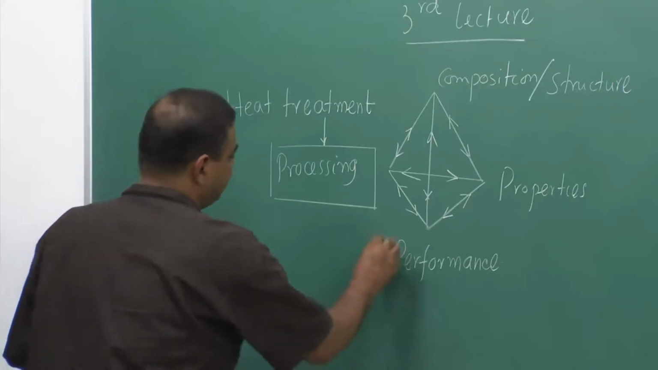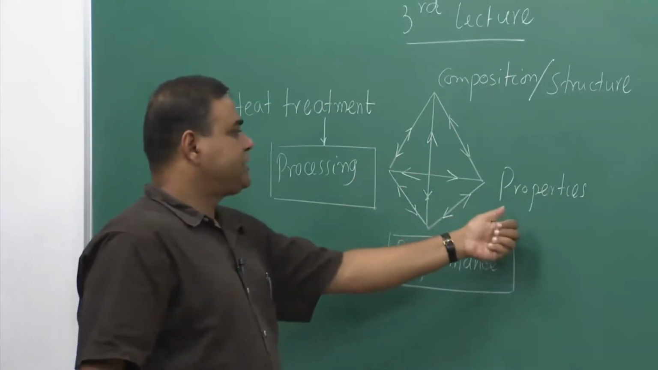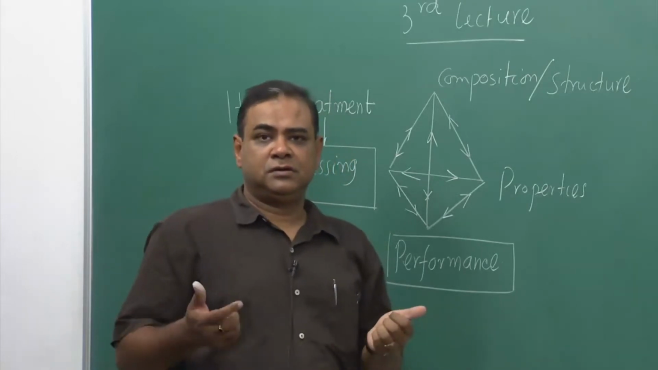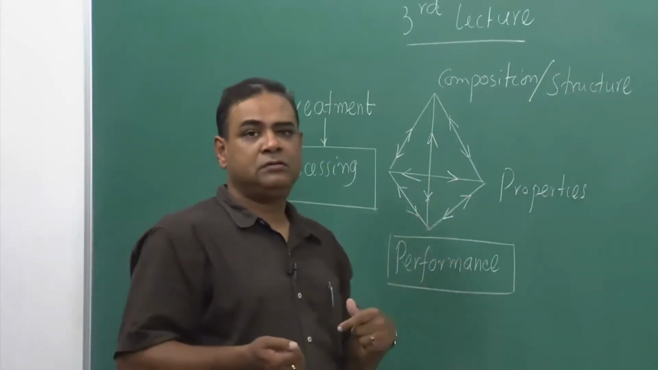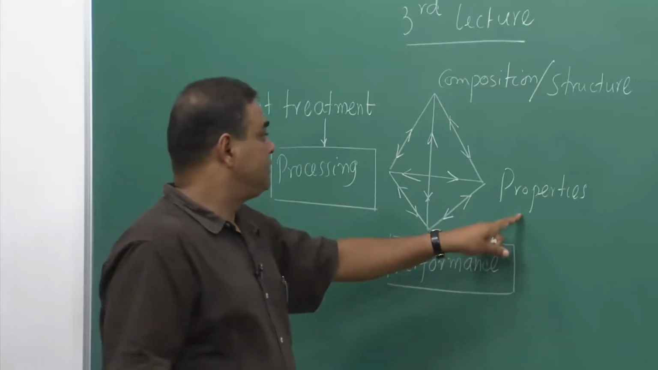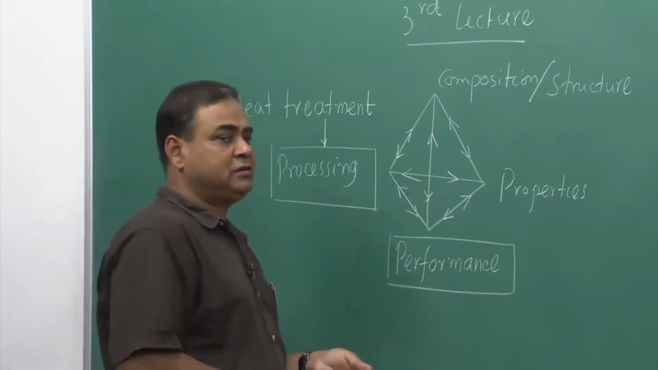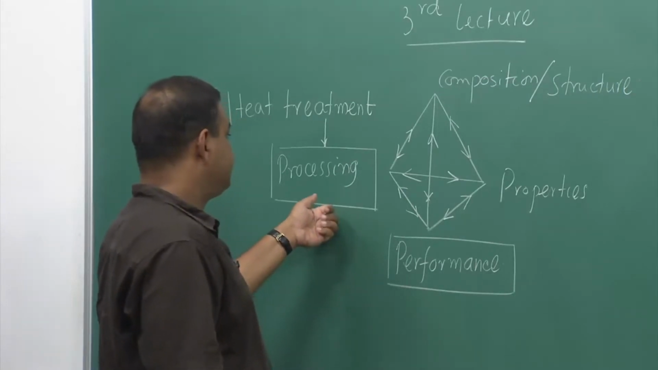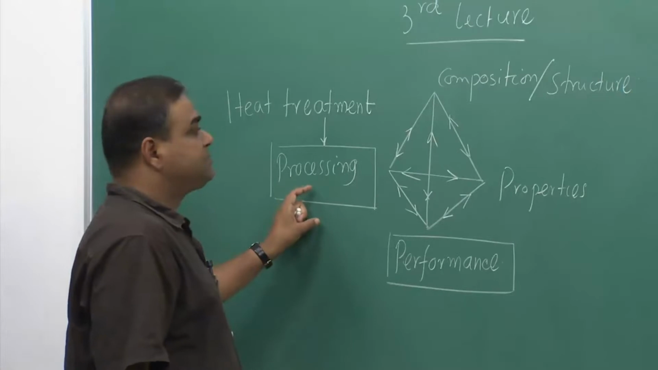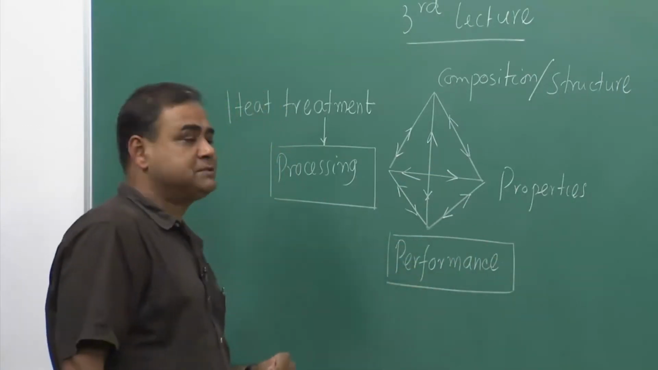And the final aim is definitely performance. In order to get performance, we need to look at properties, and in order to get properties, we need to look at composition, we need to look at structure, which could be microstructure, crystal structure, or we would see that even macrostructure becomes effective in controlling the properties. And in order to make modification in the properties as per our wish, we can also change the processing condition on the same material. And when we change the processing condition, we can have change in the structure again, correspondingly change in properties, and finally, we have different performance.